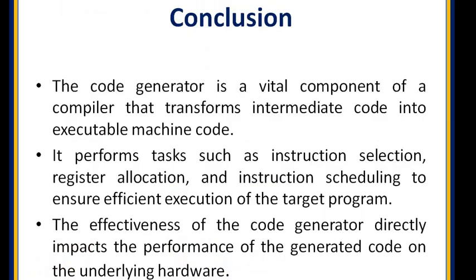Conclusion. The code generator is a vital component of a compiler that transforms intermediate code into the executable machine code. It performs tasks such as instruction selection, register allocation, and instruction scheduling to ensure efficient execution of the target program. The effectiveness of the code generator directly impacts the performance of the generated code on the underlying hardware.